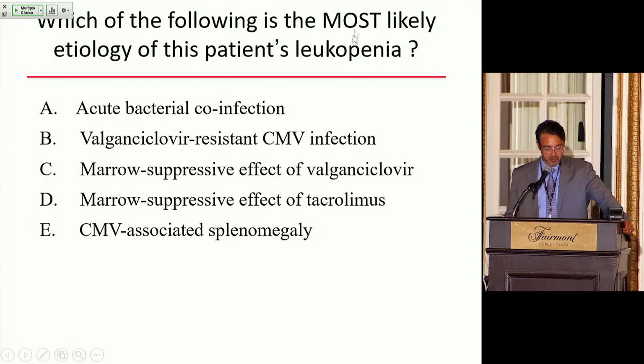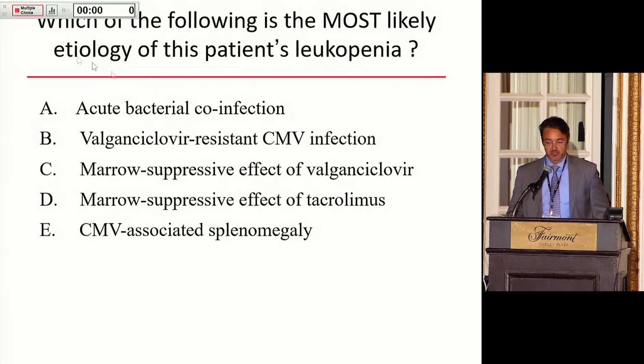So which of the following is the most likely etiology of this patient's leukopenia? Acute bacterial co-infection, valganciclovir-resistant CMV infection, marrow-suppressive effect of valganciclovir, marrow-suppressive effect of tacrolimus, or CMV-associated splenomegaly.